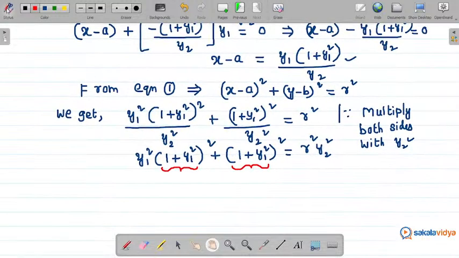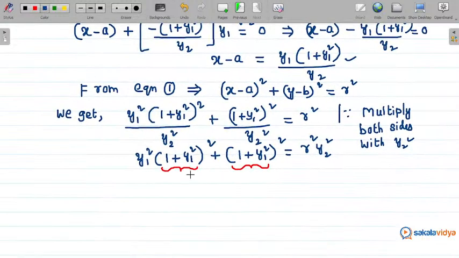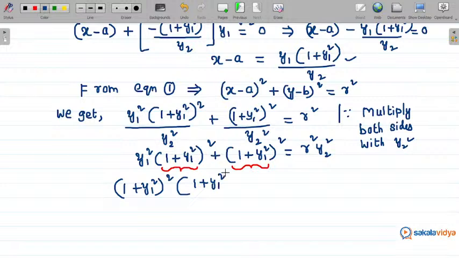Take out the common term now. Having taken common out (1 plus y1 square) whole square, what do we get now? (1 plus y1 square) whole square into, you will be getting, (1 plus y1 square) equal to r square y2 square. If you multiply these two, (1 plus y1 square) whole square into (1 plus y1 square), you get (1 plus y1 square) whole cube equal to r square into y2 square.